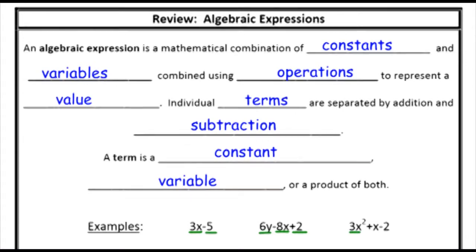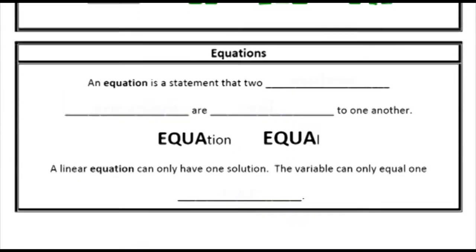Then we move on to equations. Up to this point, we have not used equal signs in any of our math work. An equation is a statement that two algebraic expressions are equal to each other. If we look at the word equation and the word equal, we see that the important part of an equation, what puts it apart from an algebraic expression or anything else we've done in algebra so far, is that there's an equal sign involved.